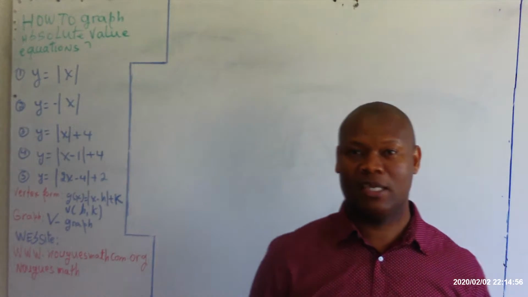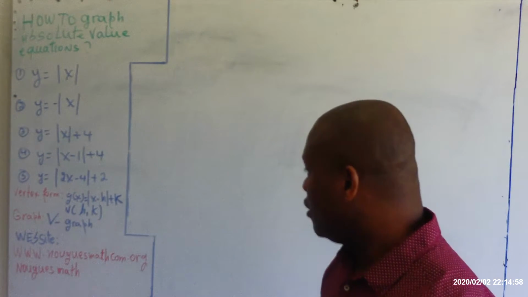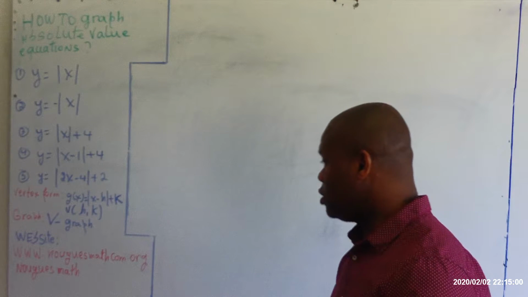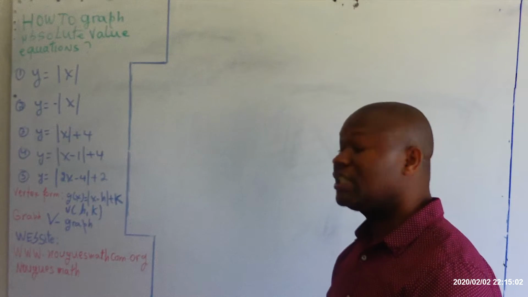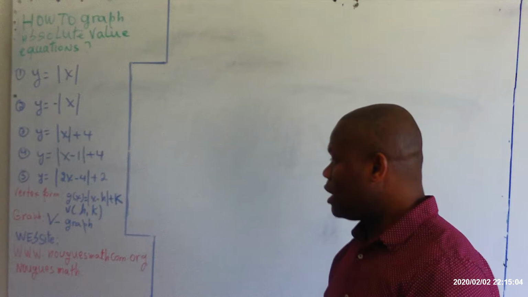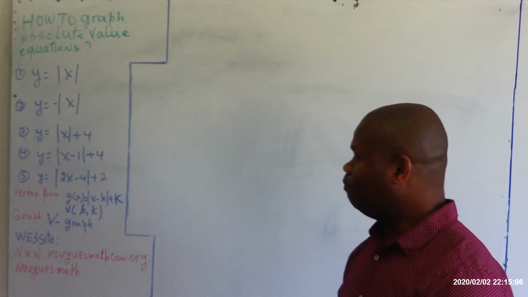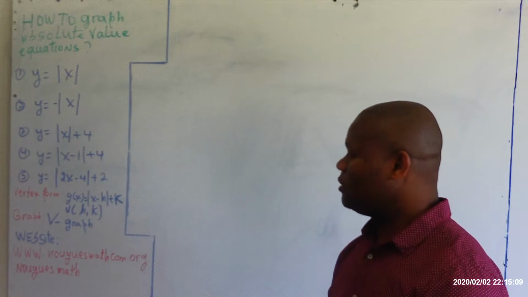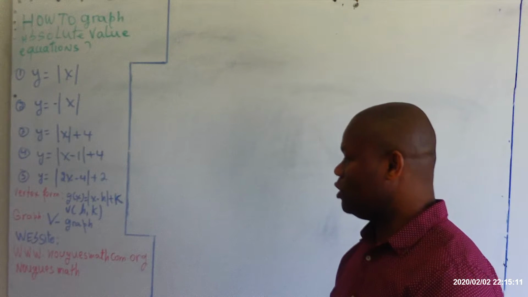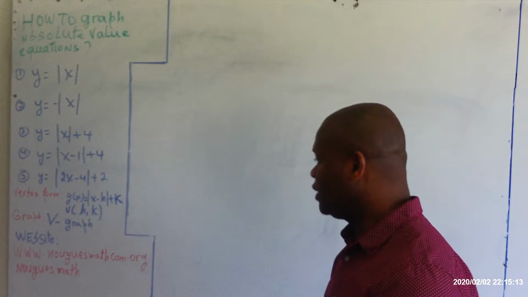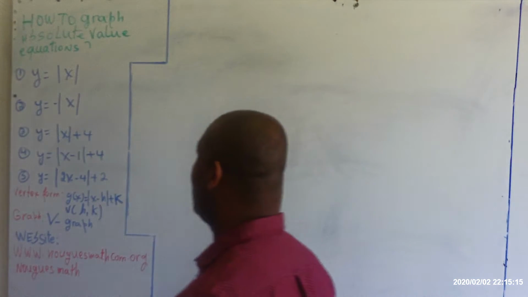Alright, I come back again to show you how to graph absolute value equations by using vertex form. I believe you understood how to use a table of values to graph an absolute value equation. Now we're going to use vertex form.